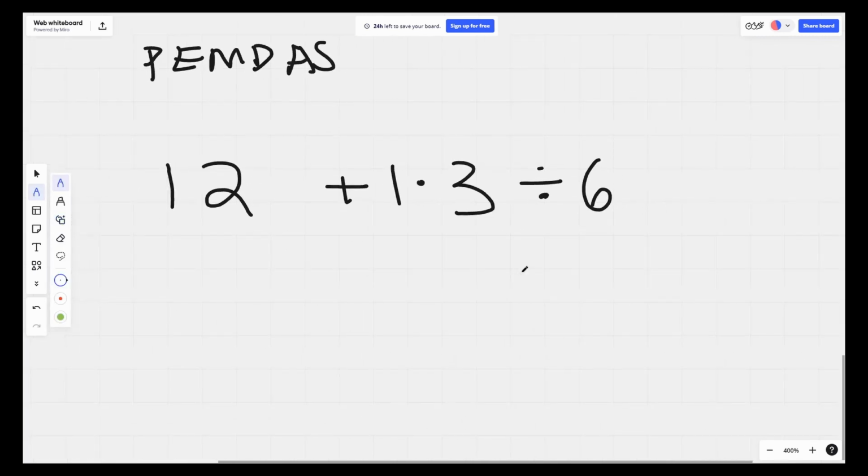So now I have to evaluate this expression. Now, how would I evaluate this expression? What is the next step? What is the first thing that I should do? According to PEMDAS, what is the most important thing to do in this expression? You guys can put your answers in the chat.